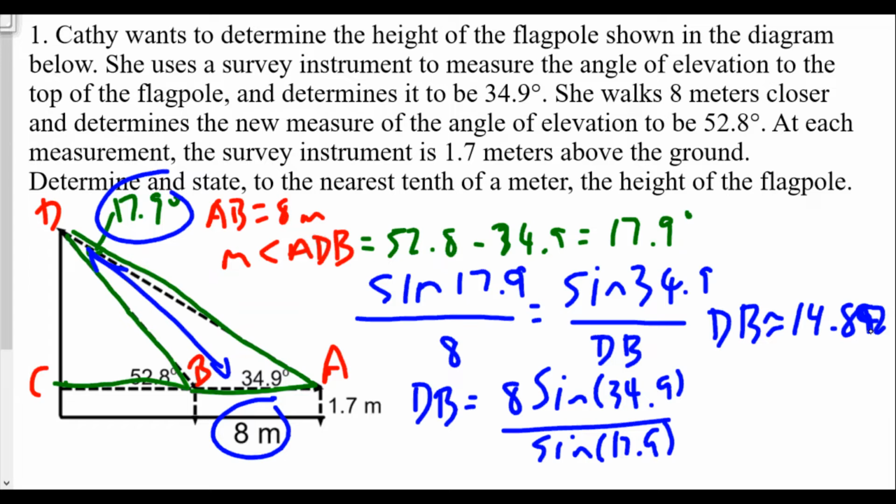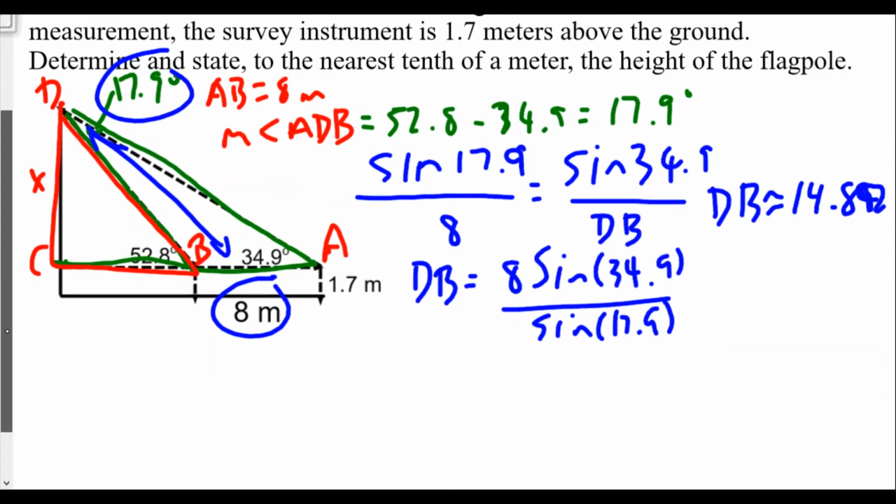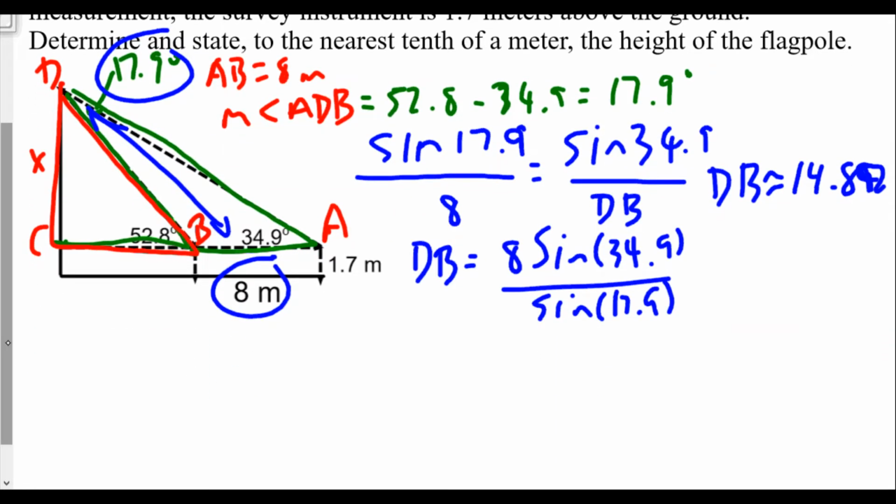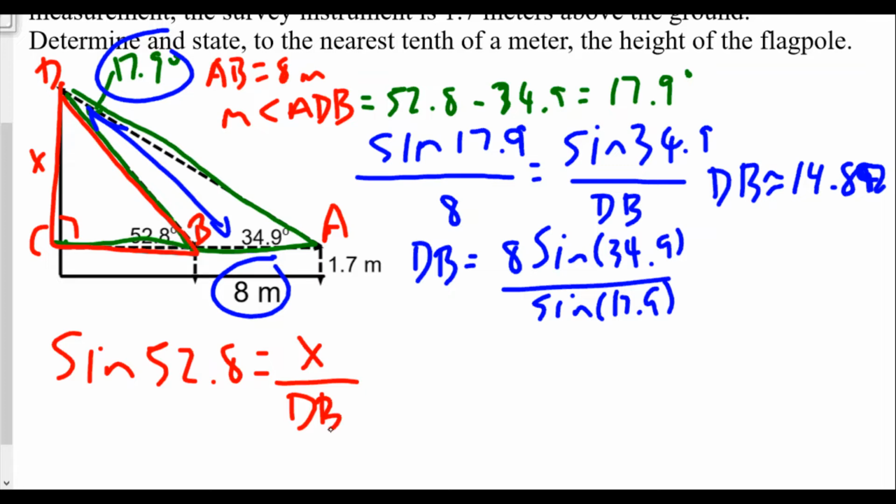Now what we're going to do is focus on this triangle. Now we're going to find the measure DC. I'm going to call this X here. To find the measure DC, we can use law of sines again if we want to, because this is 90 degrees. But we also know in this case that the sine of 52.8 is equal to X over dB, which was 14.892.